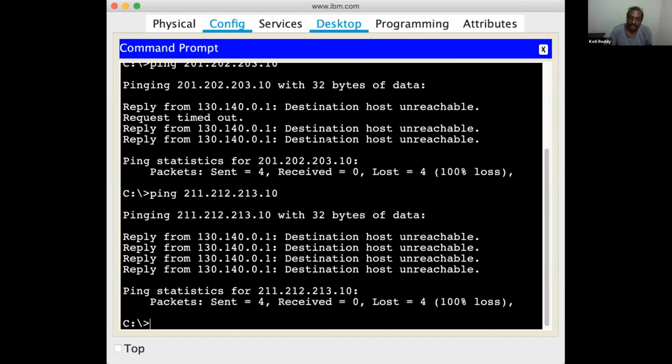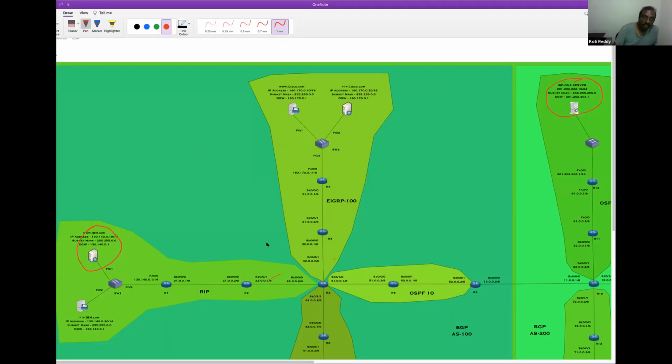You understand now? So the issue is you're not done redistributing the ISPs, right? So the same ISP can talk to each other. The ISPs in different networks cannot talk to each other.